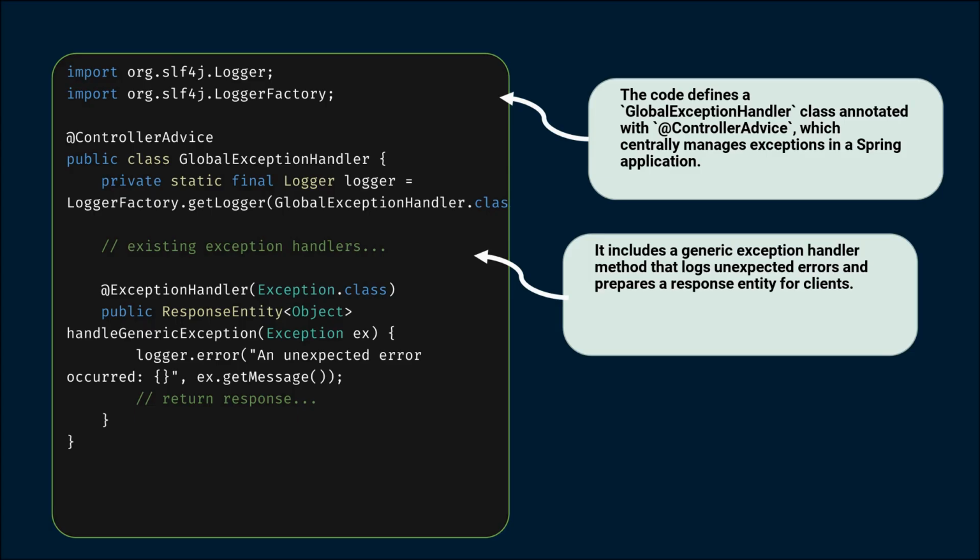Now, let's shift our focus to handling generic exceptions. When something unexpected happens, the handleGenericException method kicks in. It logs an error message, including the details of the exception, which is super helpful for troubleshooting and monitoring the health of our application. By including the exception message in the log, we gain visibility into what went wrong, making our future debugging efforts a whole lot easier.